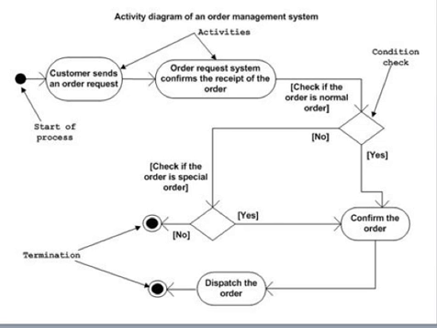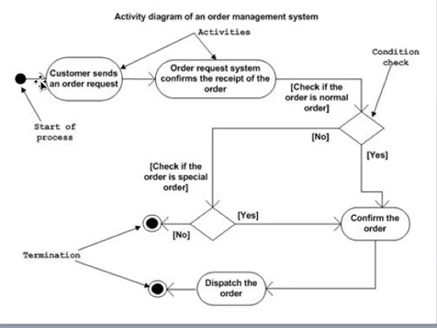I will walk you through the example of an order management system. So first of all, the process always starts with a dot. That's quite simple, but it's very important. Every activity diagram should always have a dot that basically depicts the start of the whole process.